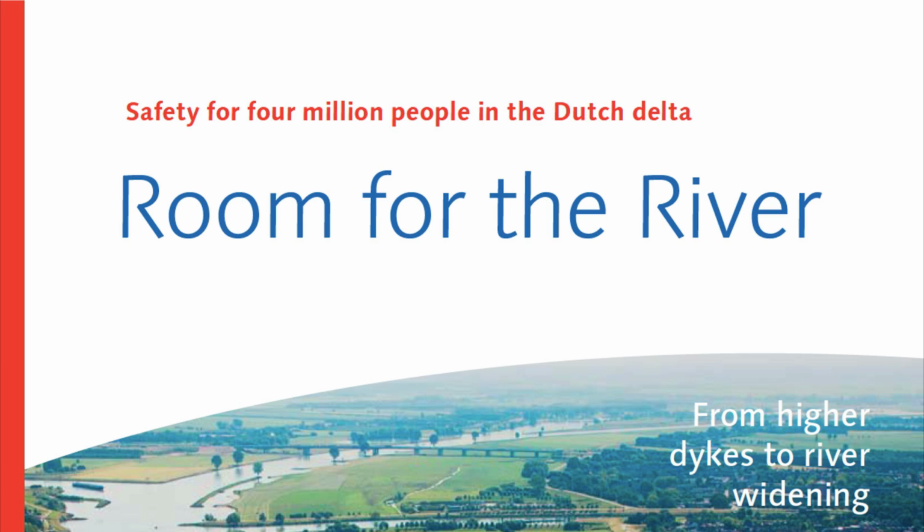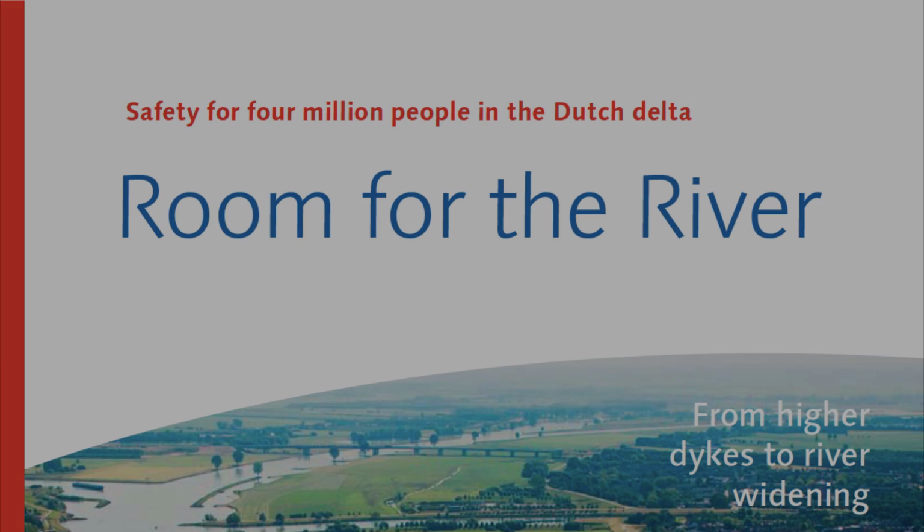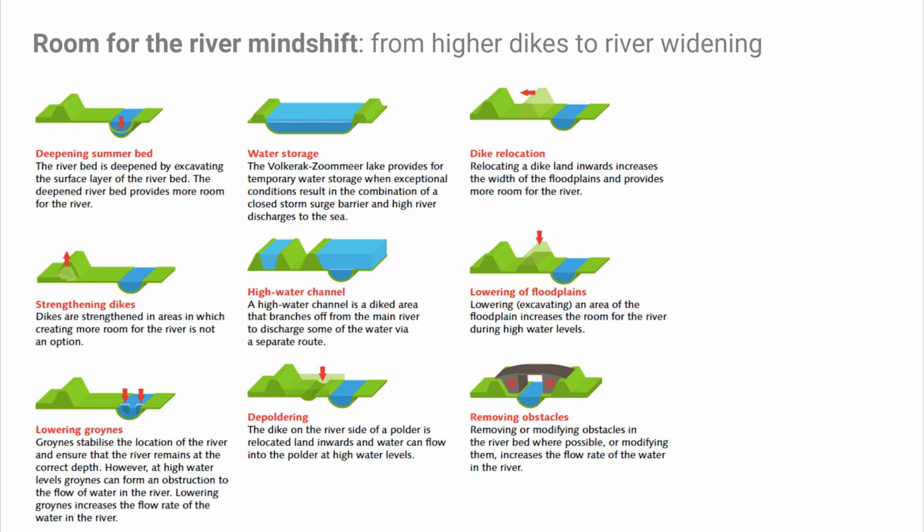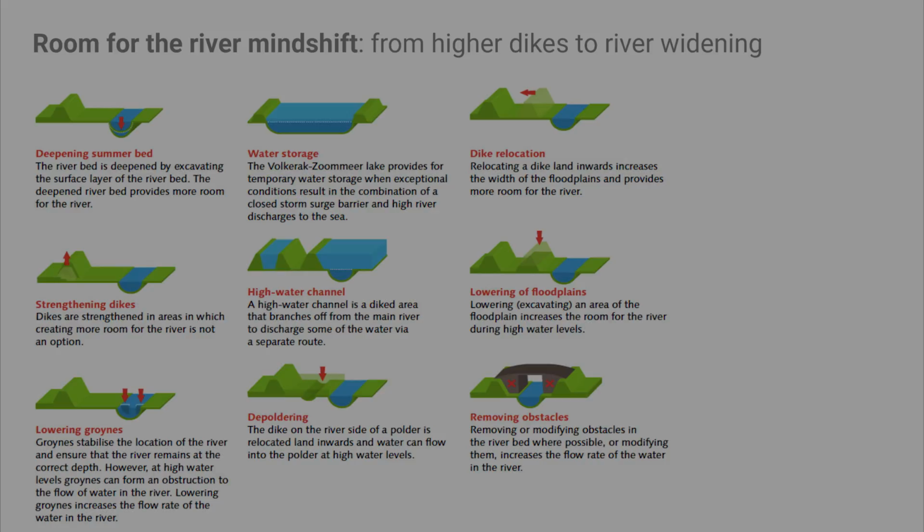And it was a sort of a mind shift from raising levees higher and higher to a more comprehensive strategy, where still looking at the dikes themselves is one of the solutions, but there are many other solutions considered, such as widening the river, making room for the river, removing obstacles, basically making space for the water.